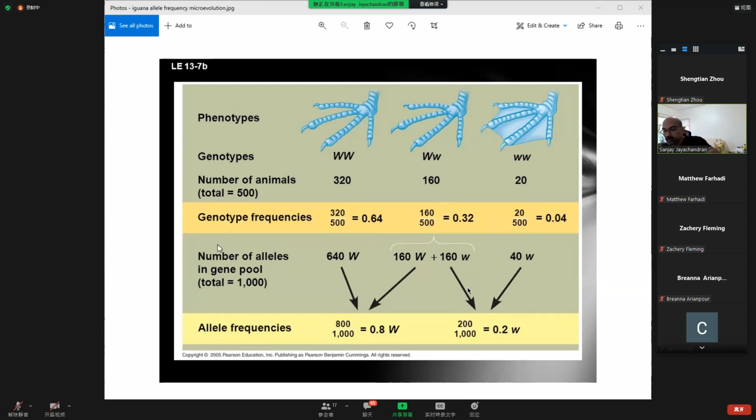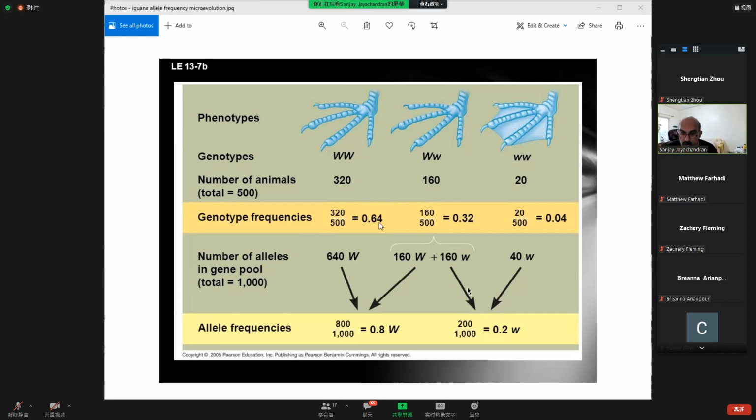That means in that population of animals, you have 1,000 big Ws and little Ws floating around. So now we want to know what the allele frequency is, right? What's the frequency of that single letter, big W, and what's the frequency of that single letter, the little W?